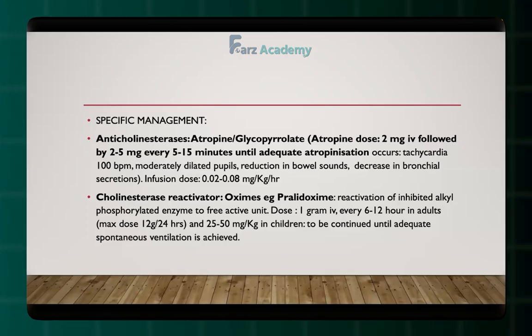The cholinesterase reactivator, for example, pralidoxime, that is the other specific management. The way it acts is reactivation of the inhibited alkyl phosphorylated enzyme to its free active unit. You give it at a dose of 1 gram IV every 6 to 12 hours in adults, max dose of 12 grams in 24 hours, and 25 to 50 milligram per kilo in children. It's to be continued until adequate spontaneous ventilation is achieved.